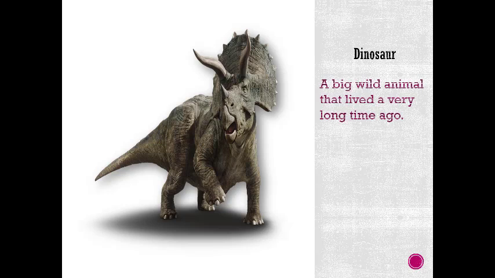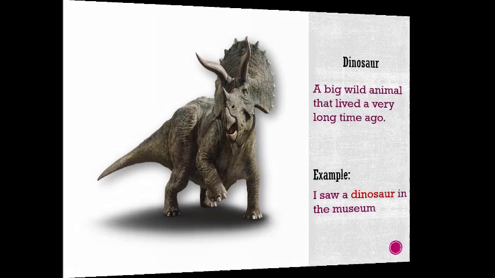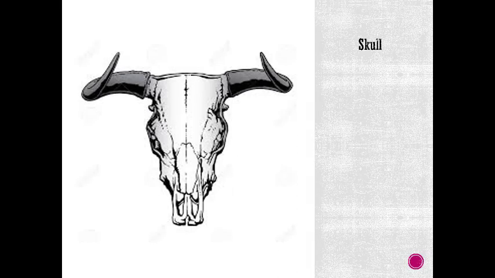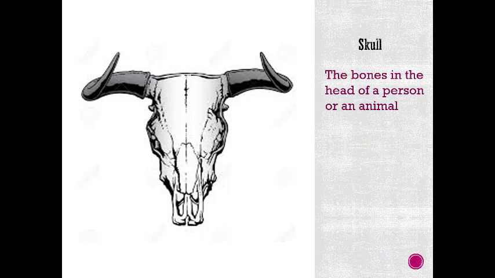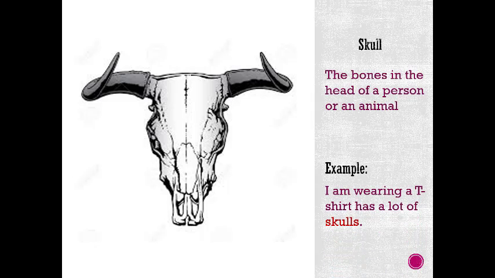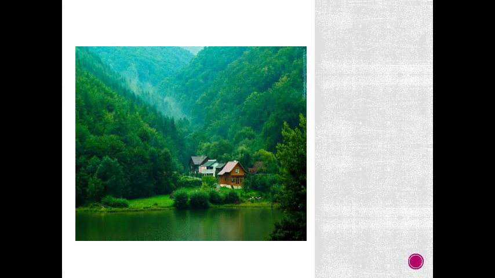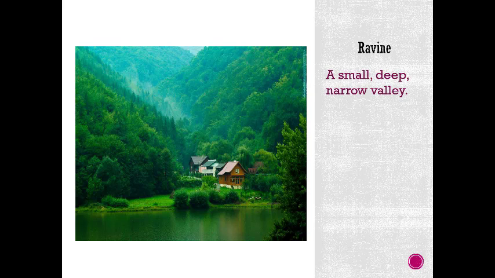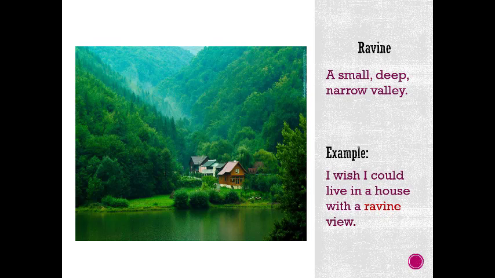Dinosaur. A big wild animal that lived a very long time ago. Example: I saw a dinosaur in the museum. Next. What's this? Skull. The bones in the head of a person or an animal. Example: I'm wearing a t-shirt that has a lot of skulls. Wow, what is this? Ravine. A small, deep, narrow valley.